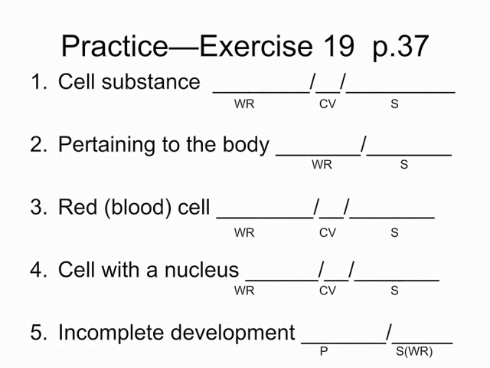You know cell means cyto. So you can fill in cyto, cite for the word root, O for the vowel, and then maybe you have to look up plasm for substance. Or pertaining to the body. Pertaining to the body means somatic. And so the commonly used medical term for pertaining to here as a suffix is IC.